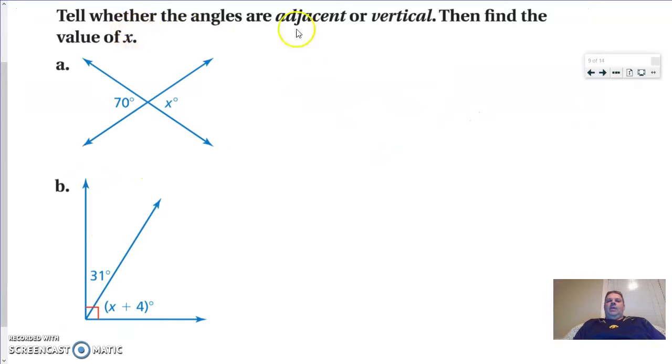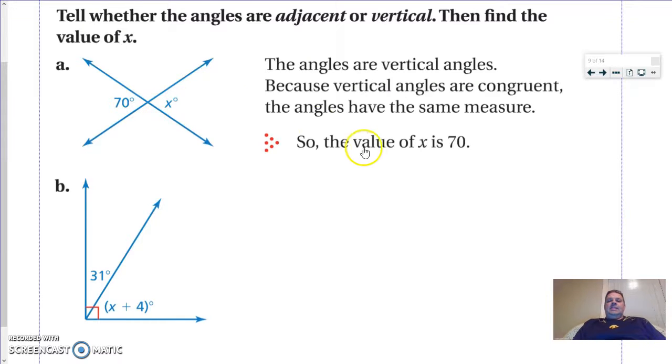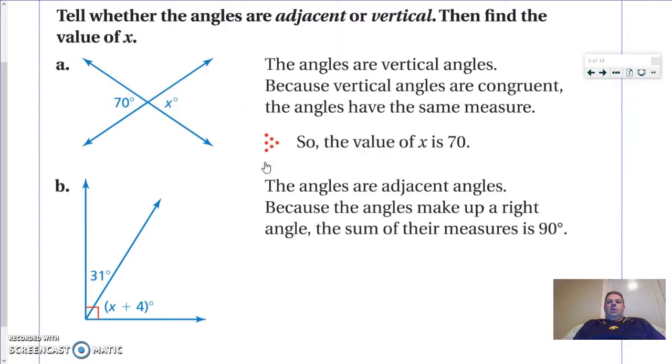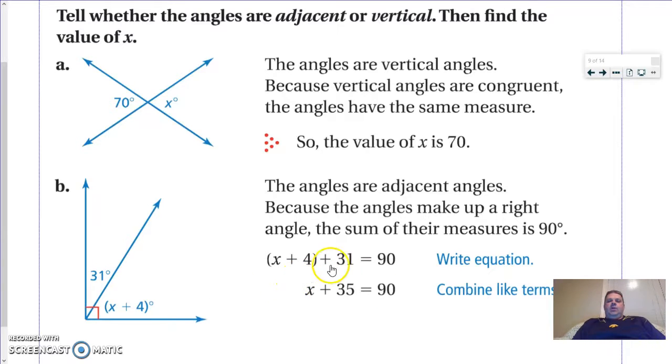In our next example, we have to tell whether the angles are adjacent or vertical, and then find out the value of x. We know, hopefully, that these two are vertical angles. Because they are vertical angles, we know that these two angles are equal. So if this is 70, we also know that that one is 70. These two we know have to add up to 90 because it is a right angle. So what I know is 31 plus x plus 4 has to equal 90. There's my equation. I can then simplify my equation by combining the like terms, adding 31 and 4. I need to get x all by itself, so I'm going to subtract that 35. When I subtract 90 minus 35, I get 55. So x in this case is 55.